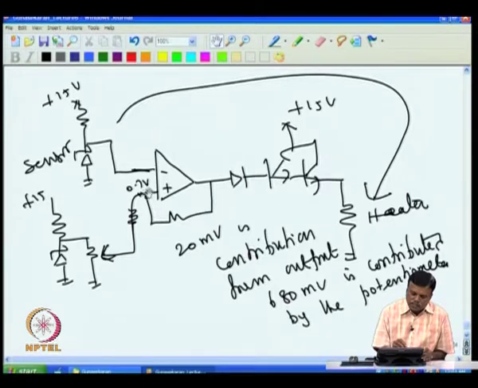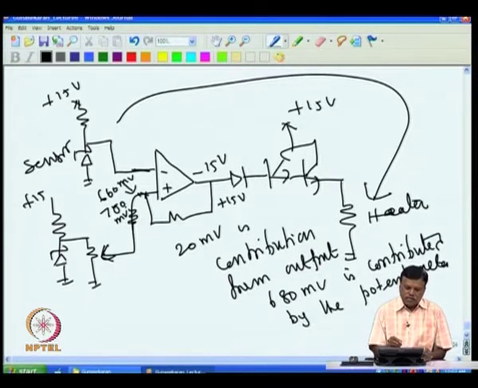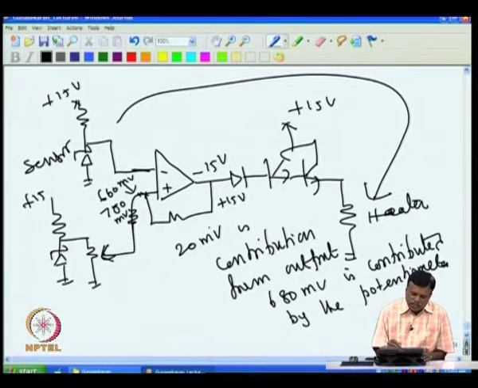Now, since it is set at 660, only when this point goes to 660 millivolt will the output change again to positive. That means, if I take this, once it is minus 15 volt, this voltage is 660 millivolt. When it is plus 15 volt, this is 700 millivolt. When it is 0, it will be 680 millivolt.